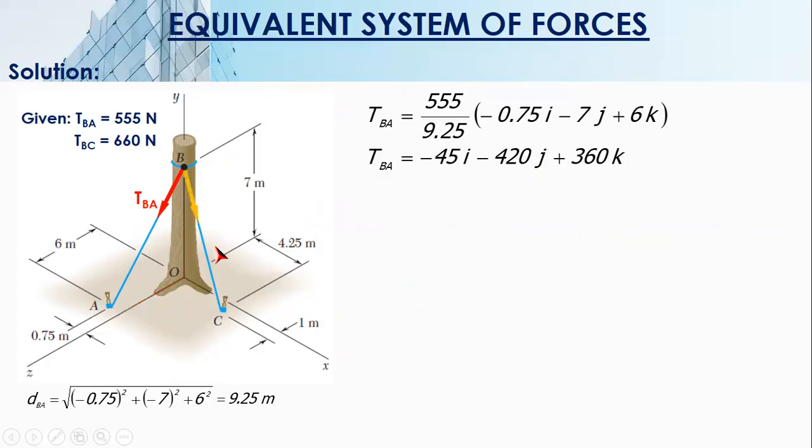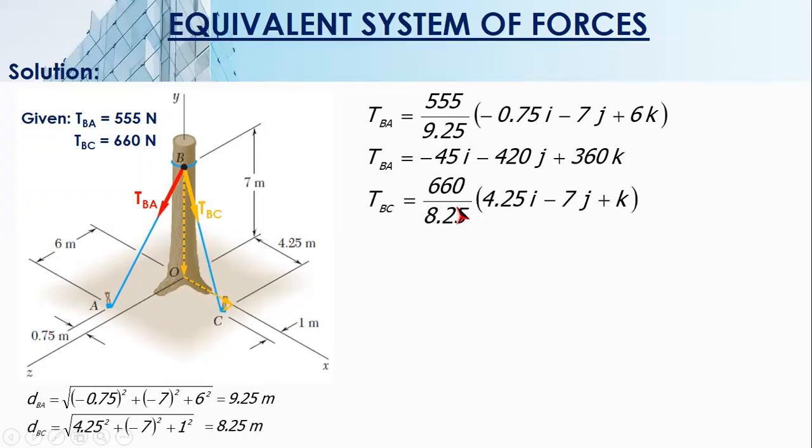Next, BC. Move down, move this way, and then going to C. The i is positive 4.25, the j is negative 7, and the k is positive 1. The distance is 8.25. And then get the components: 660 over 8.25 times the x, y, z. Then add the BA and BC components to get the resultant.